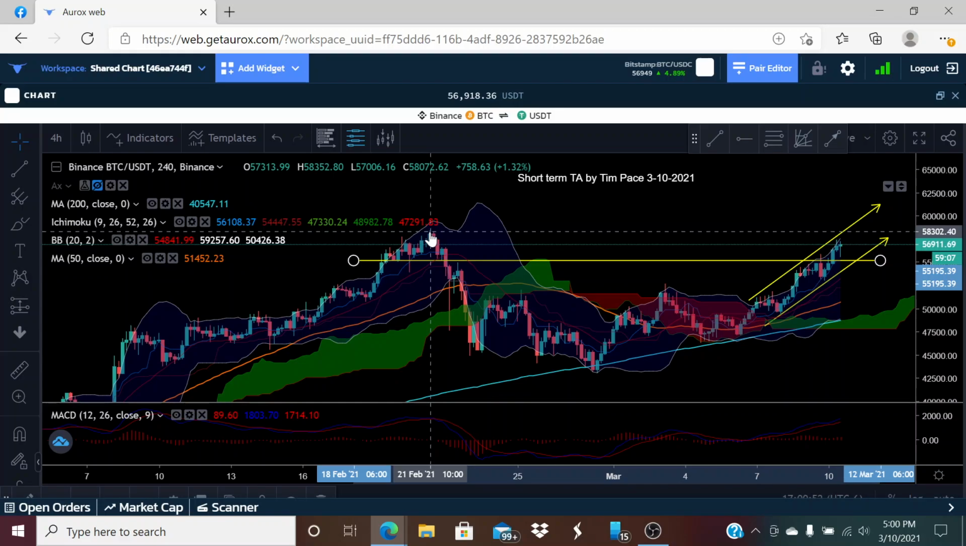But we also defined resistance right here. Learned that 55,250 is definitely resistance and support. But you know what I mean? There's a lot of things to look forward to right now in the market as far as I'm concerned.